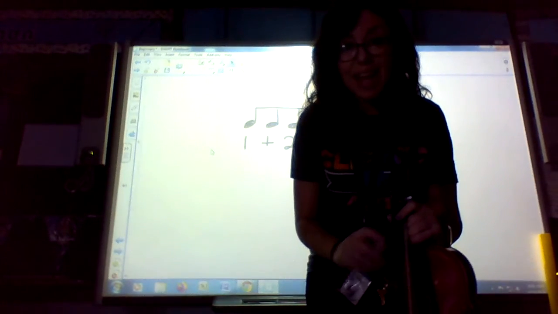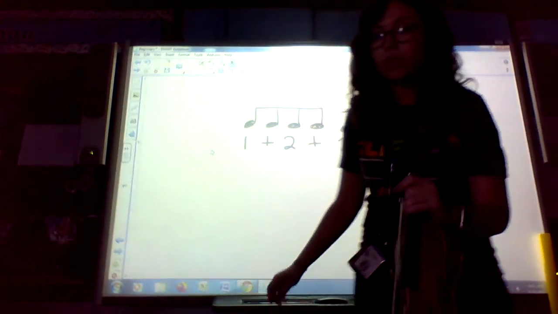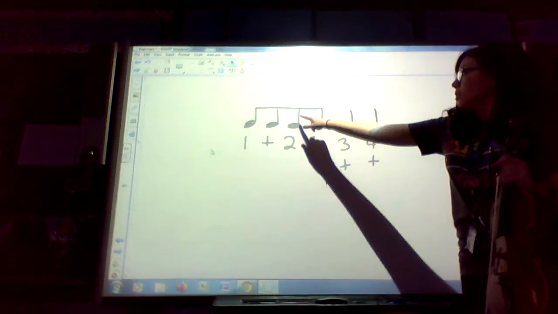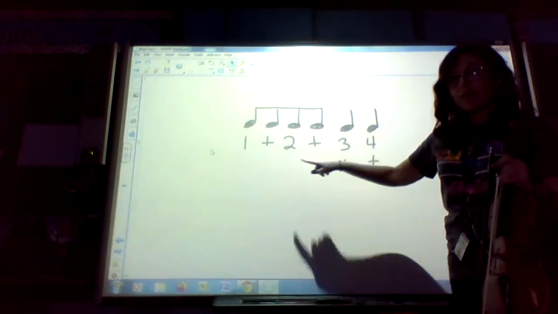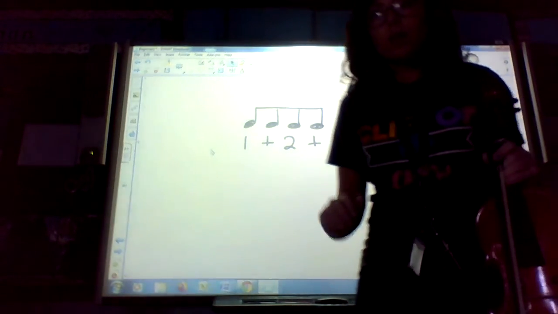That is our lesson on 8th notes, which are twice as fast as our quarter notes. They have a bar connecting them. They get the number or the and.